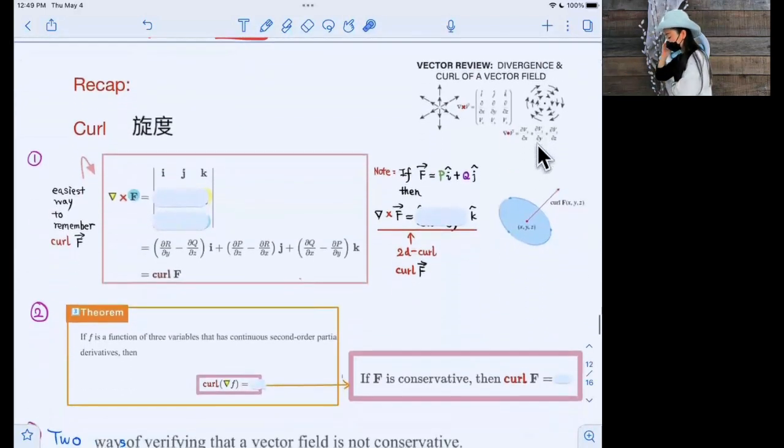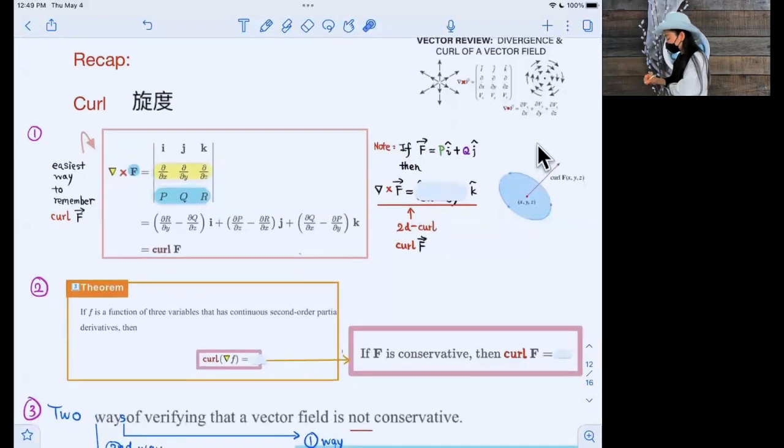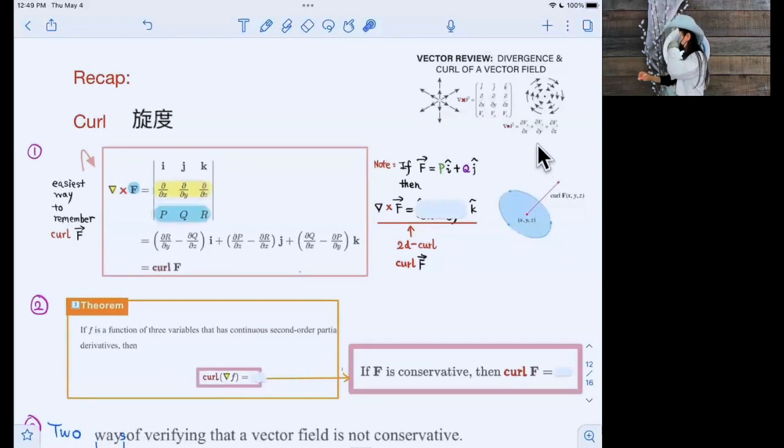Now the next one, let's do a recap and see how much you remember. The easiest way to remember the curl of F is using the determinant of a 3x3 matrix, right? With i, j, k in the first row, what will be the second row? The vector differential operator, right? So the partial derivative with respect to x, with respect to y, and with respect to z. And what should I put in the last row? P, Q, and R, yeah. And then that will be the curl of that. Okay, next one: if the vector field has only these two components, the last component will be 0. What will be the curl of this vector field?